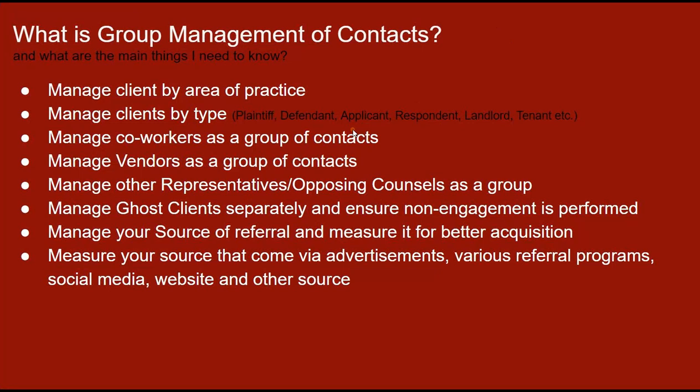Now, when it comes to grouping these contacts, we, of course, give you kind of a head start in terms of key categorization or classifications. So one could be area of practice. Here are all my clients within my family matter. Here are all my clients within small claims, landlord and tenant board, etc. You could manage clients by grouping them based on the relationship that they bring to a matter. Okay? So what is their party type?